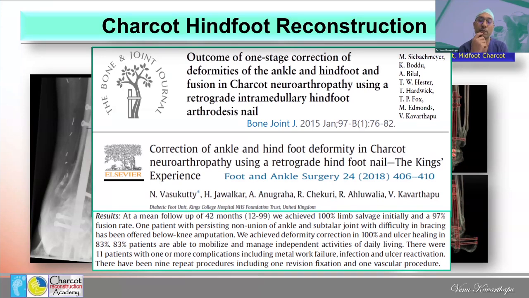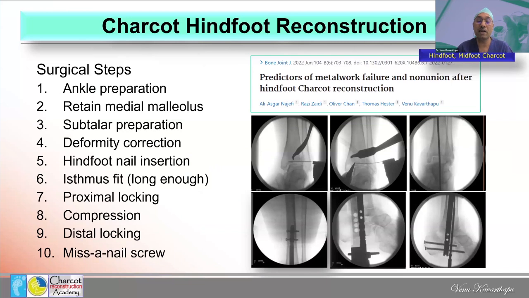The top paper describes 23 patients, and the second one, a larger number, 44 patients over a longer period of time. And again, in both series, 100% limb salvage was achieved initially, with a 97% fusion rate at the shorter period. But there was metalwork failure noted, in fact, in most Charcot reconstructions, not only the hindfoot, even the midfoot. So the hindfoot Charcot metalwork failure is something we examine in more detail.